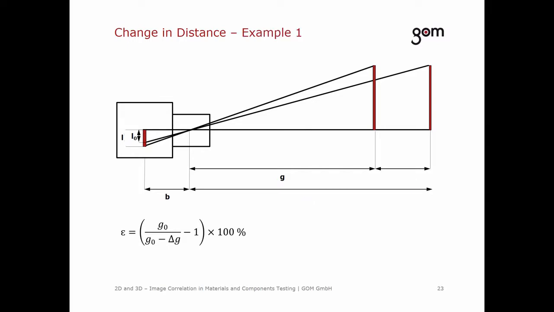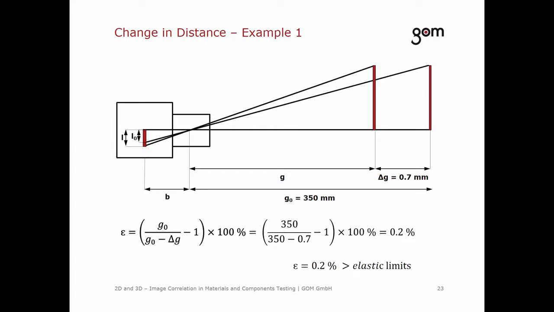This can be demonstrated by a calculation example. Let's assume that the distance between the camera and the specimen is 350 millimeters. The distance then is changed by 0.7 millimeters. Of course, the illustration is not true to scale. When you insert the values into the equation, the result is a pseudostrain of 0.2%. This value lies above the permitted elastic limits.